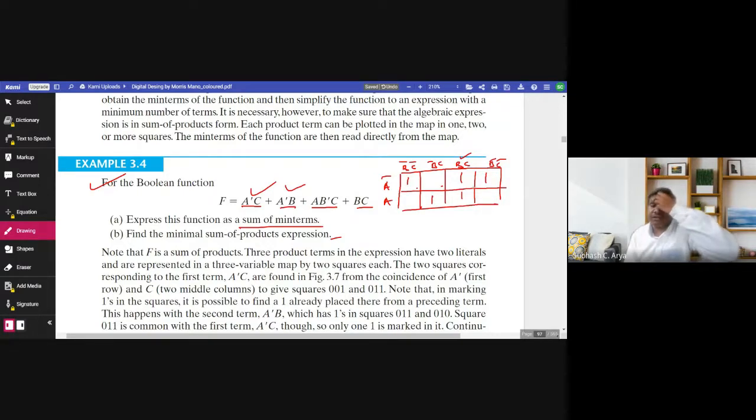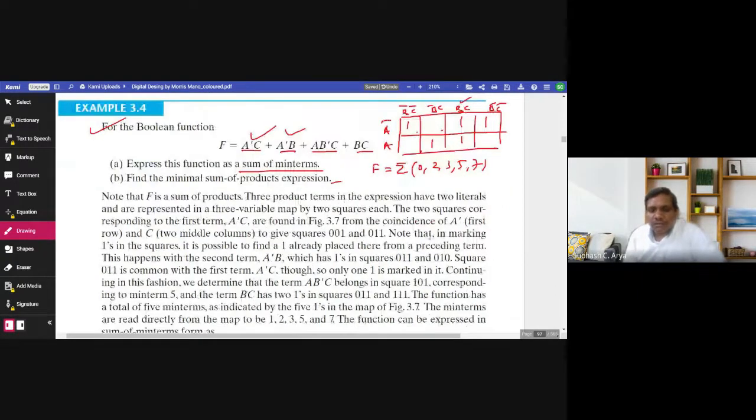But from here also we can write down all minterms. So here you can see F is a function of ABC. So here this is 0, 1, 2, 3, 4, 5, 6, and 7. So 0, 2, 3, 5, 7. You can see why it is not written.